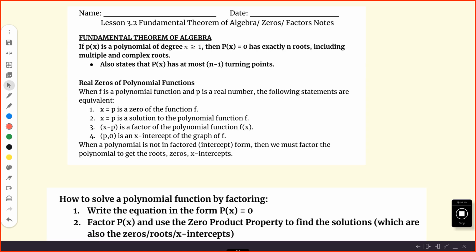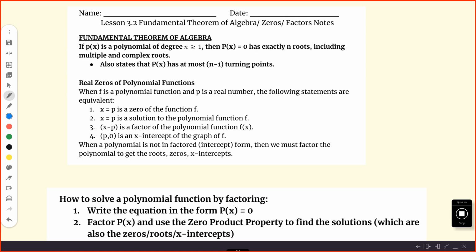Okay, so what do you mean by fundamental theorem of algebra? Can you read this? Anyone? Okay, go ahead. If p(x) is a polynomial of degree n greater than or equal to 1, then p(x) equals 0 has exactly n roots, including multiple and complex roots. Okay, so basically when you say fundamental theorem of algebra, we are going to determine the number of roots in your polynomial based on the degree of the polynomial, right?